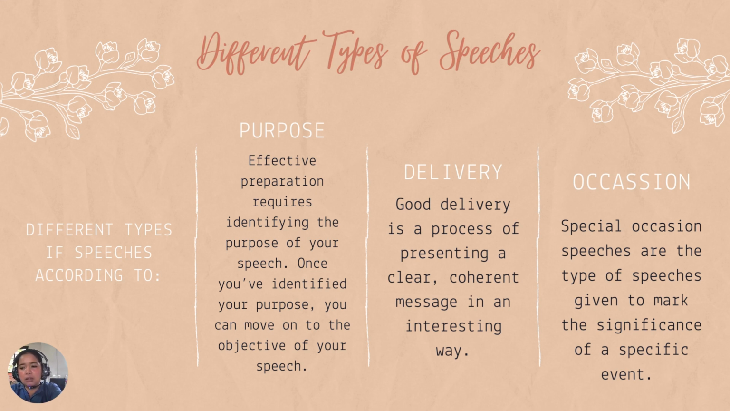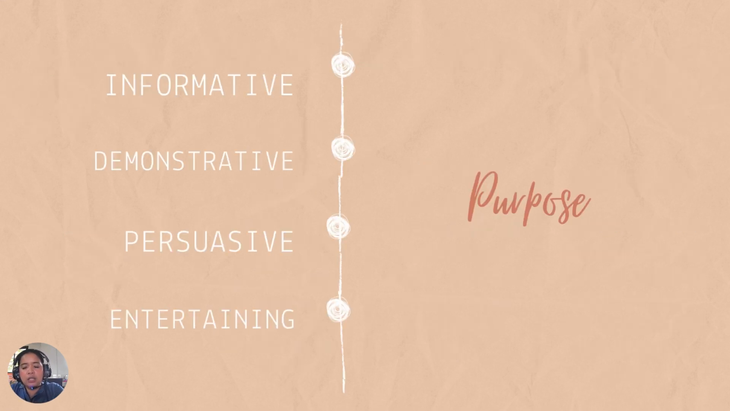Next one is about occasion. Occasion is about the context where you are speaking. When we talk about occasion, these are special speeches that you use in terms of their importance in a specific event. So different occasions may have different speaking engagements. So let's now proceed with the first one.